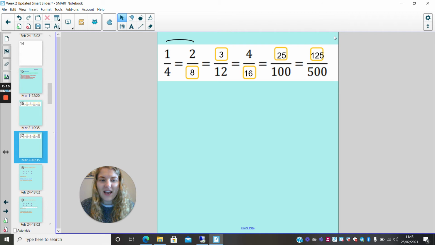Lovely. Right, and the last one, it's probably easier to look at the 25 hundredths one next to it for this one. So what do you times 100 by to get 500? You times it by 5. So that means you have to times 25 by 5 as well. So 25 times 5 is 125.